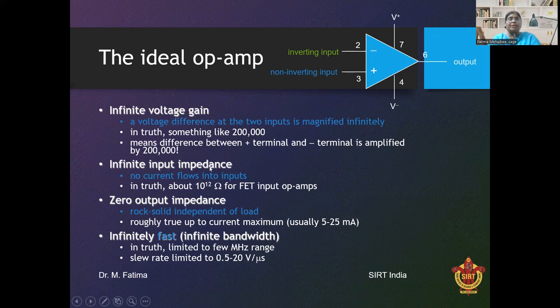The input impedance requirement is that it should be infinite, but practically it is not infinite. It is very high, about 10¹² ohms for FET input operational amplifiers. The output impedance ideally should be 0, but obviously it is not 0. The bandwidth ideally should be infinite, but practically it ranges from a few hertz to a few megahertz.